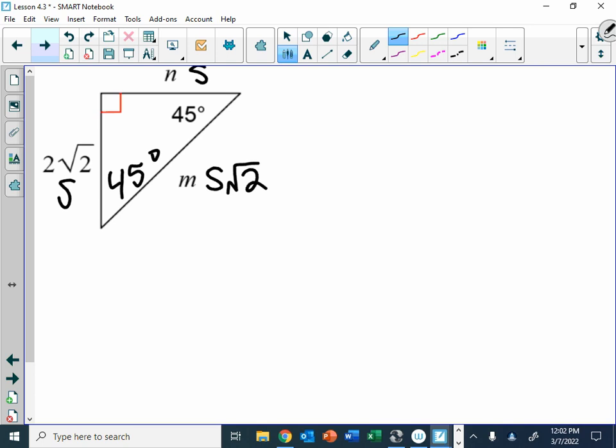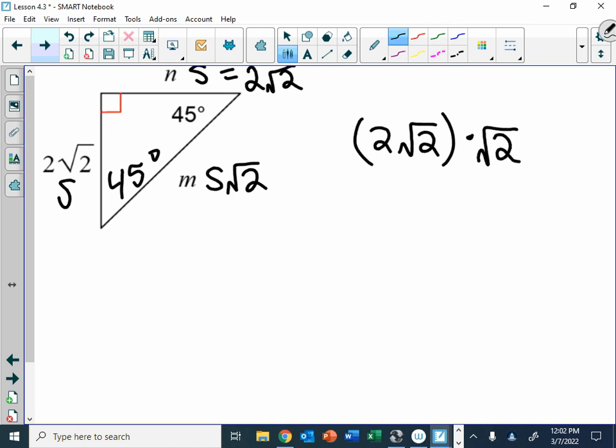So that means my other leg is 2 square root of 2 because it's going to be congruent. And then for my hypotenuse, I need to take s, which is 2 square root of 2, and multiply it by the square root of 2. Once again, you've got to be careful with your parentheses. Open a parenthesis, type 2 square root of 2, close the parenthesis outside the square root, and then multiply by the square root of 2.